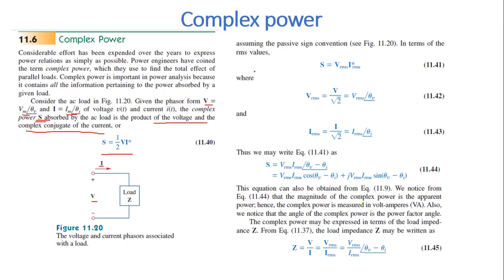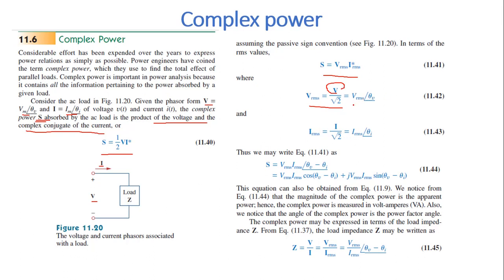Okay, so here let us substitute the RMS values. Complex power S can be represented as phasor Vrms into phasor Irms star. So how can we attain this? We know that Vrms is equal to V by root 2. So phasor Vrms is equal to phasor V by root 2. We know the value of phasor V here, right?